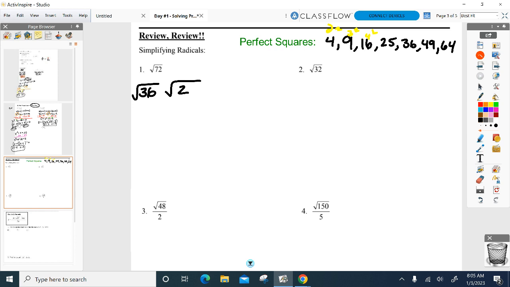Last step. What is the square root of 36? 6. So I write 6. And the radical 2 goes in your answer. There it is. 6 radical 2 is my simplified one.